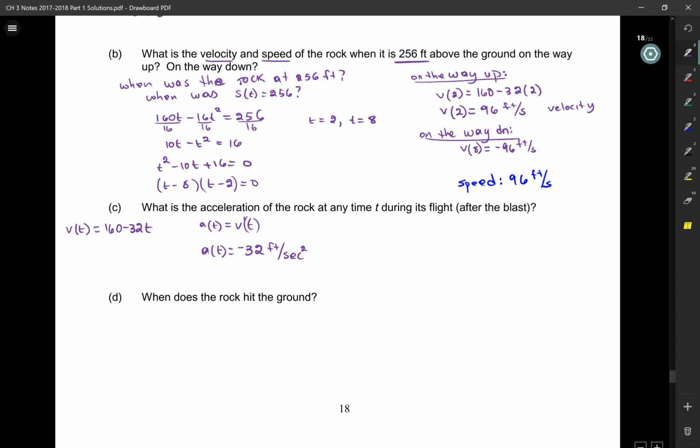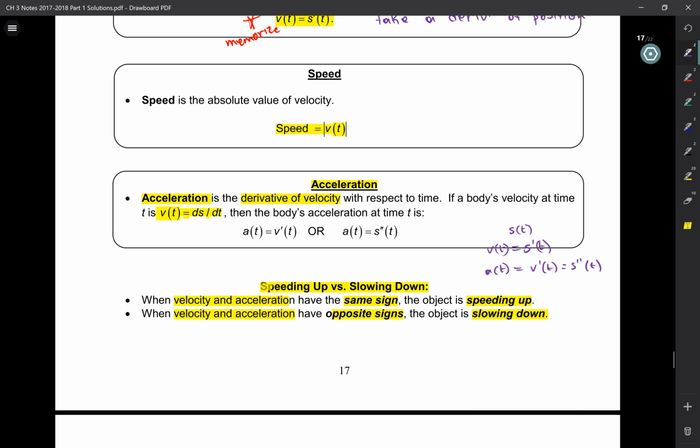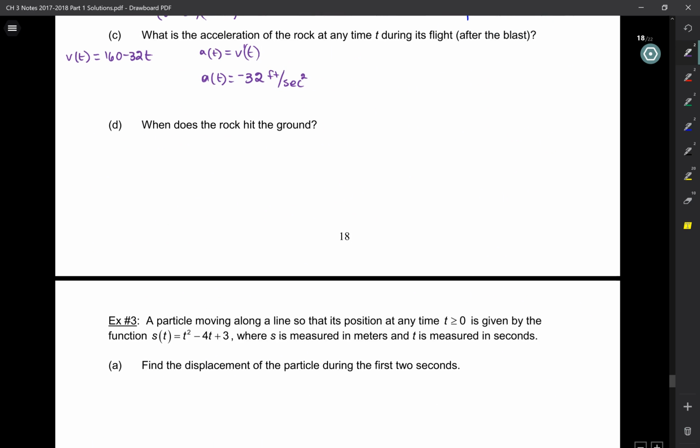Yeah. So a equals s double prime, does that make sense? Yes, it does. Remember I wrote that here? Okay. And then you can take s triple prime for fun, but it doesn't physically mean anything. Okay? When does the rock hit the ground?